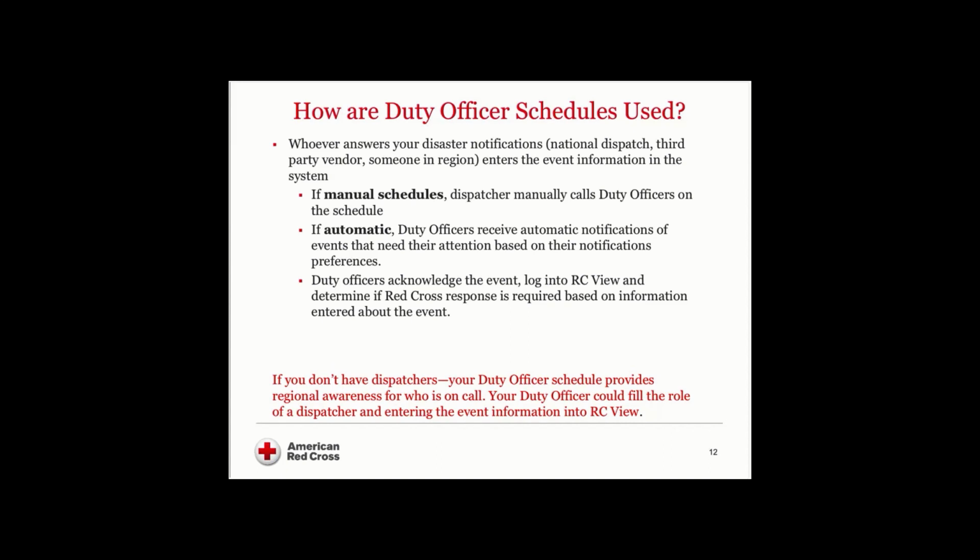If it's an automatic schedule, then the duty officers actually get an automatic notification that will come to them based both on their notification preferences that they've set up in the system as well as who's actually signed up at the time. The duty officer then acknowledges the event, logs into RCView, makes a determination about the response, and perhaps adds additional information about the event.